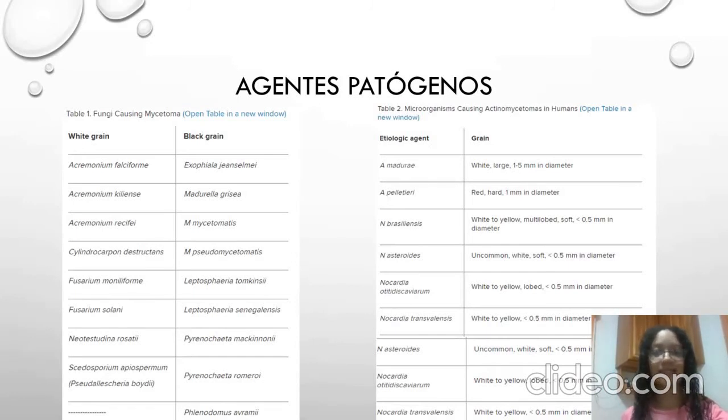The agents that cause actinomycetoma are always aerobic and are sometimes weakly acid-fast.